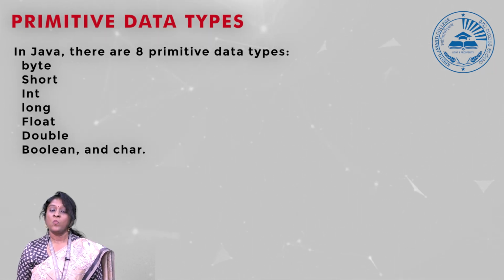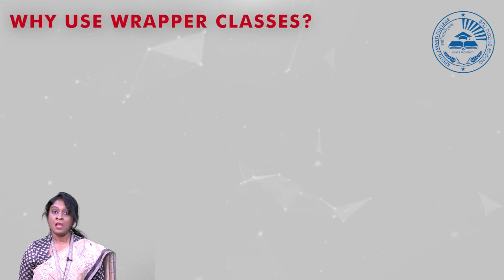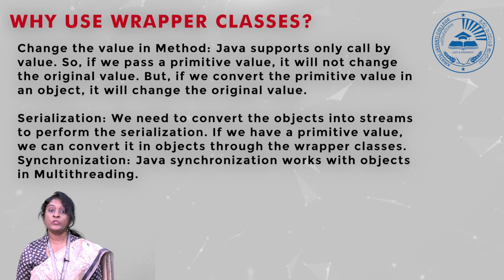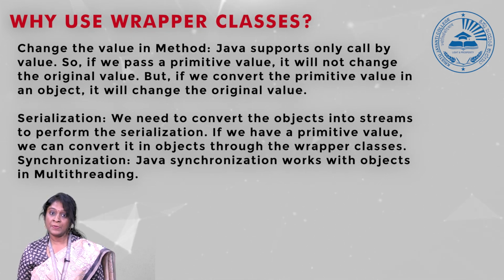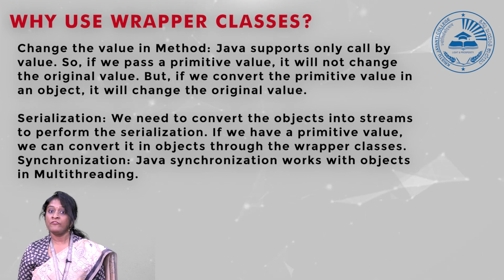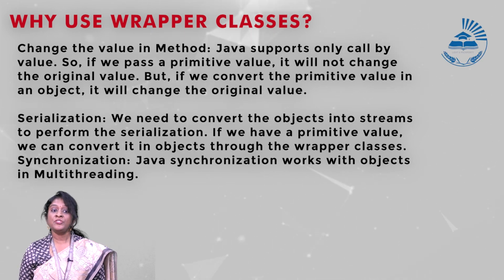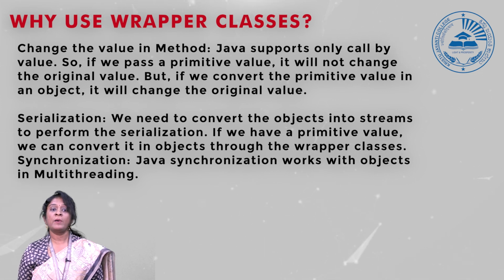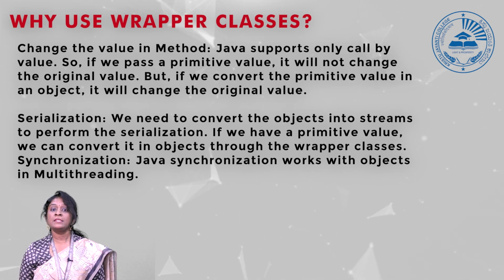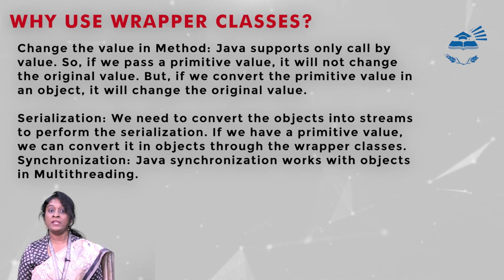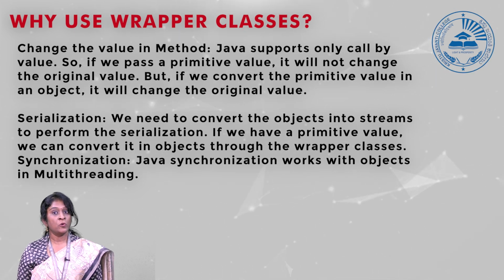Now, why do we want to go for wrapper classes and how do they work? Before we get into the syntax and the types, we should know the basics of why we want wrapper classes. The first reason is changing the value in a method call. Usually Java supports only call by value. If we pass a primitive value, it will not change the original value, but if we convert the primitive value into an object, it will change the original value.